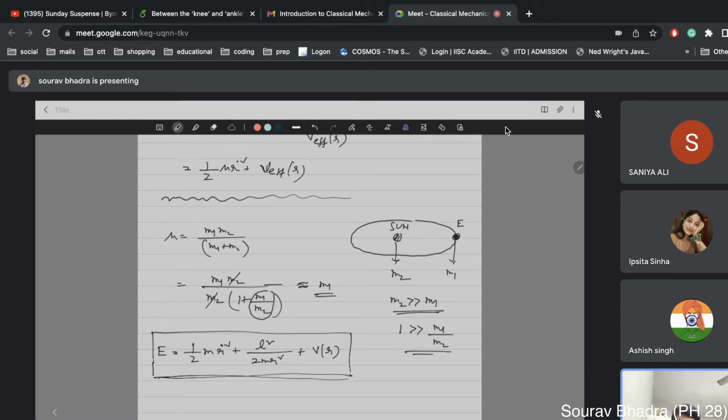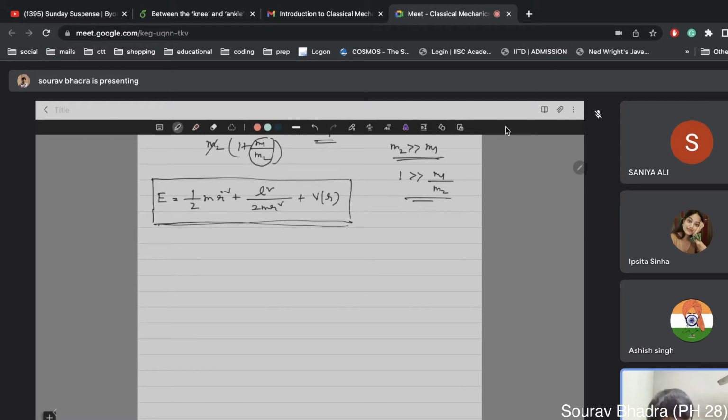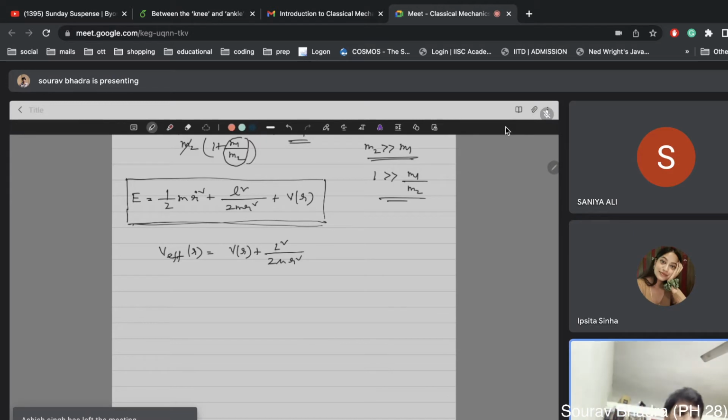Okay, now another thing related to this. I have told you that V effective r is actually Vr plus L square by 2 m r square, or mu r square, whatever, 2 mu r square. And if it is this type of system where one mass is very high, then that is Vr plus L square by 2 m r square. So don't confuse, I will repeatedly use l and L, this is the same. Sometimes I use small l and sometimes capital L, no difference, that is the same for this class.